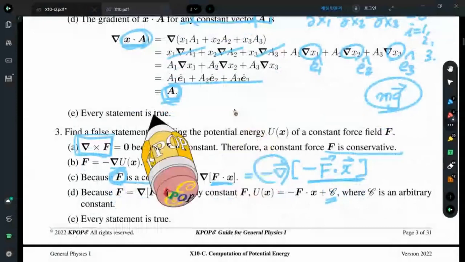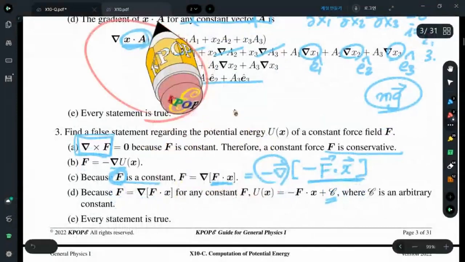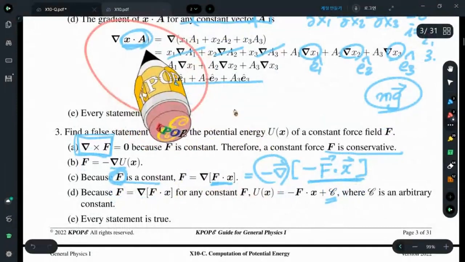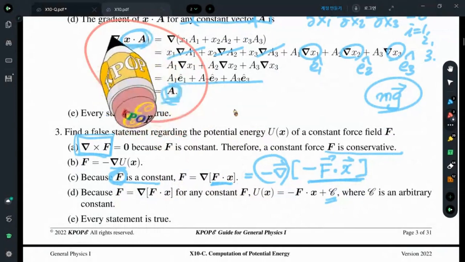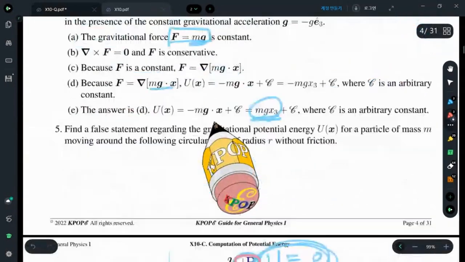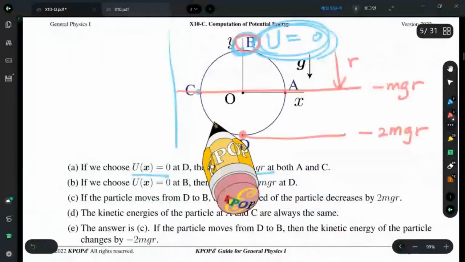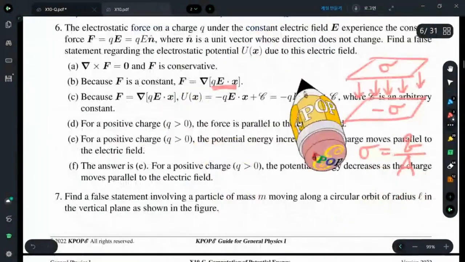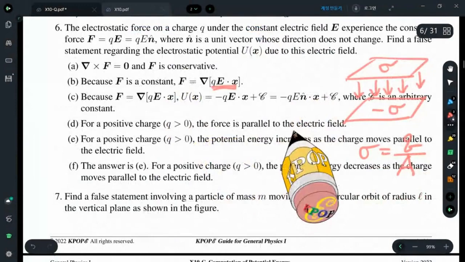This is a very useful formula. Any constant vector can be expressed as x dot A gradient. So use this identity to find the potential energy for the electrostatic case too.